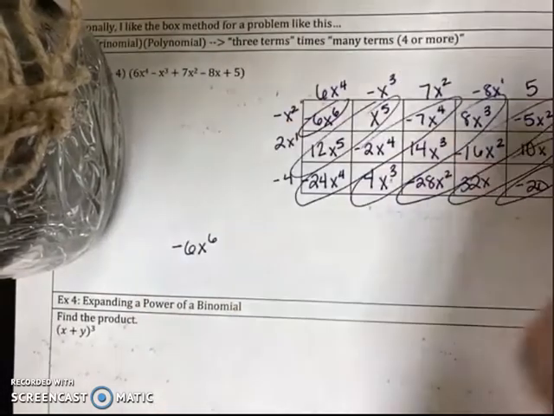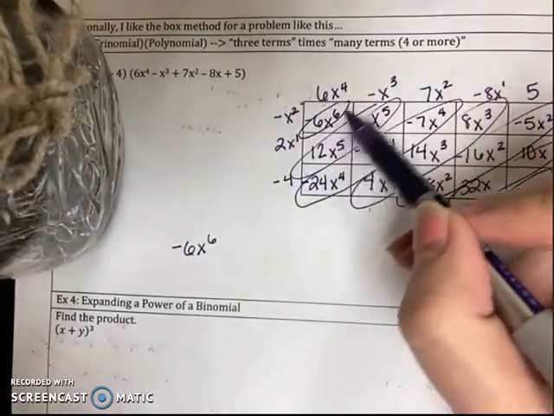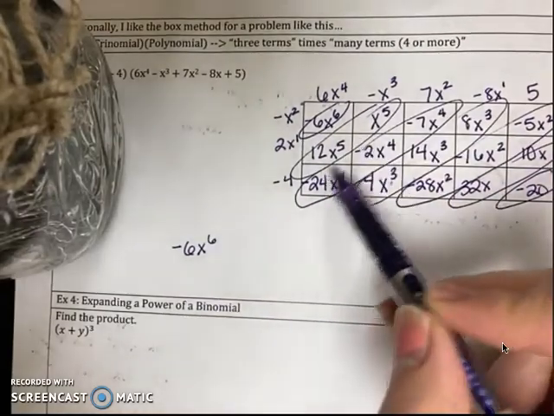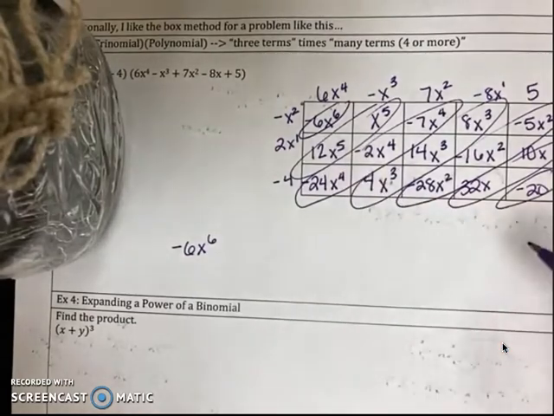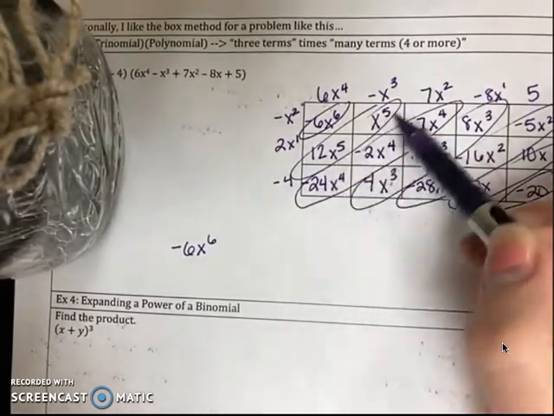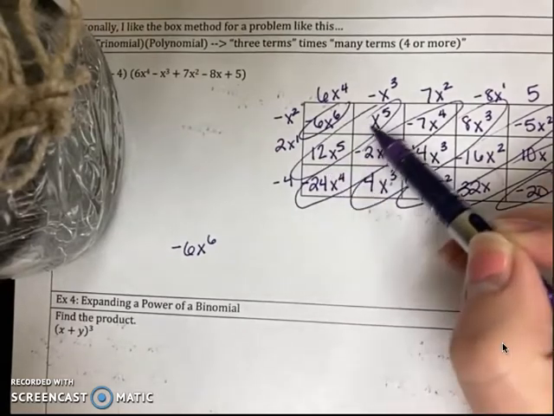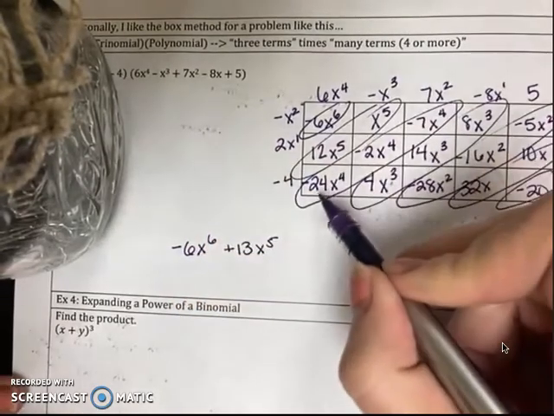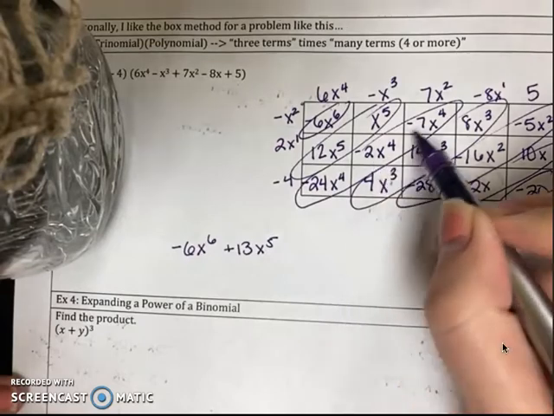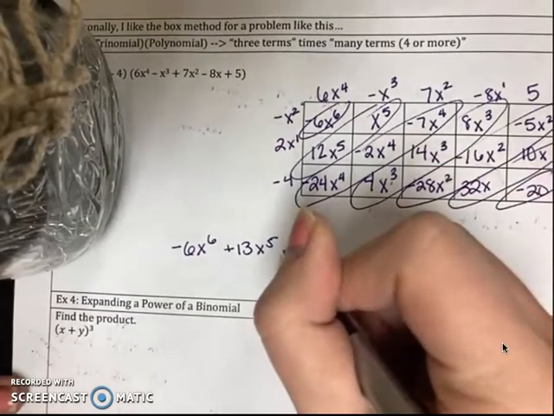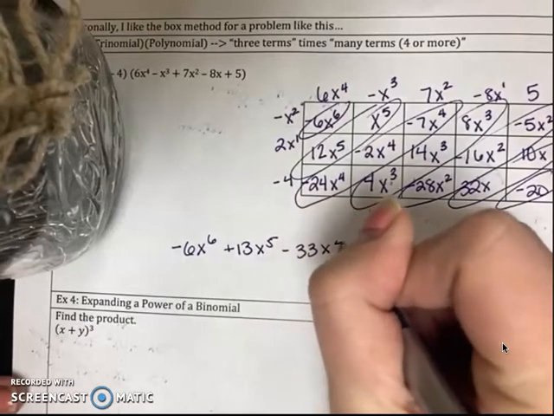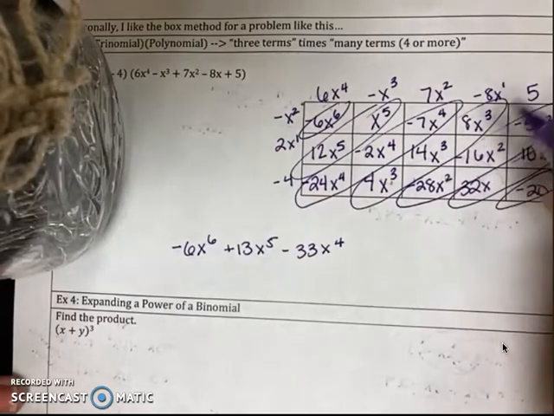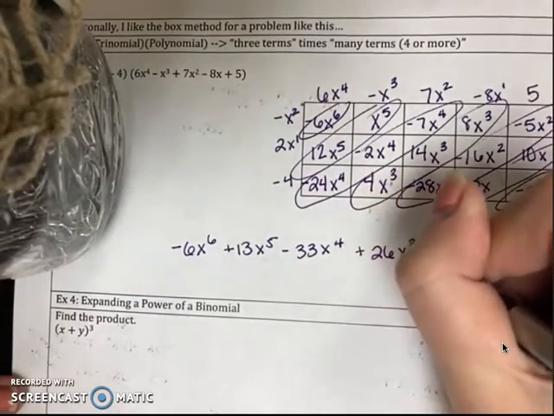So when I write it, I will put the highest power term first, so negative 6x to the 6th power. And I want to go from highest to lowest power. This is standard form. I'm going to combine these by just adding. 12 plus 1 is a 13, so 13x to the 5th. Then I have a negative 24 minus 2 minus 7. That would be negative 33x to the 4th. Then I have 4 plus 14 plus 8. That would give me 26x cubed.